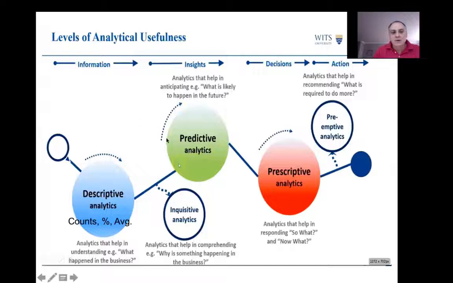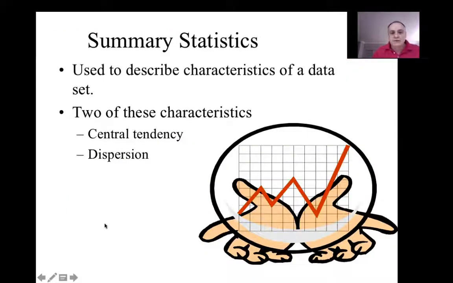Just very briefly, if we're looking at the levels of analytical usefulness, it's important for you to understand that when we talk about counts, percentages, average, that's what we call descriptive analytics. That's the beginning of it, the lower end of the scale, the descriptive statistics, and we're going to look at a lot of that. So looking at the summary of statistics, the key point here and why we're looking at this, is that there are two key things to understand a data set: where's the middle of the data, the central tendency, and how widely spread is it, what's the dispersion of it?